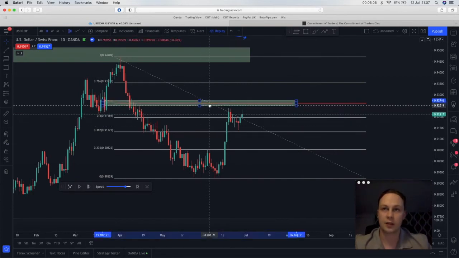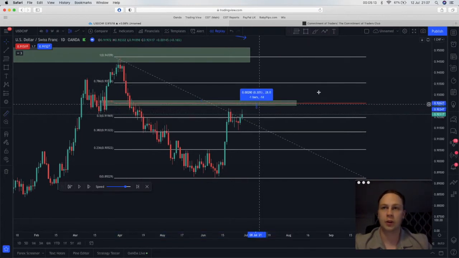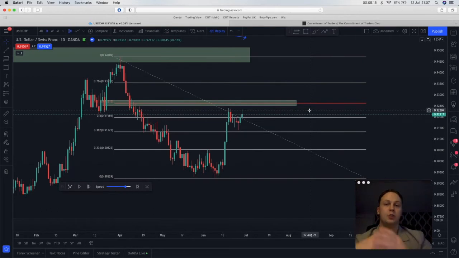And what we want to now see is the market pull back a bit more tightly to this area, because there's still 30 odd pips in it. We want to see the market push this level, and then we can look to enter the trade for continuation to the downside.